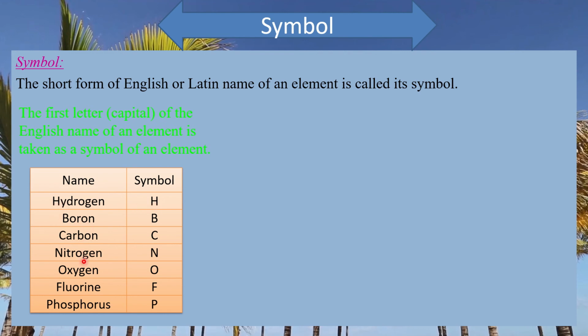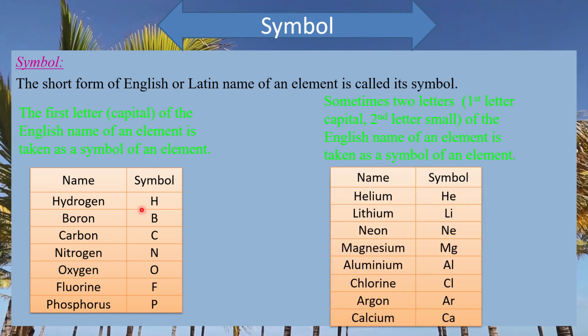In this way, boron, carbon, nitrogen, oxygen, fluorine, phosphorus, their symbols are B, C, N, O, F, and P. All these are capital letters. And also sometimes two letters, first letter capital and second letter small, of the English name of an element are taken as the symbol. All these symbols are taken from the English name, and it is the first letter of the English name. But sometimes two letters are also taken, first letter capital and second letter small.